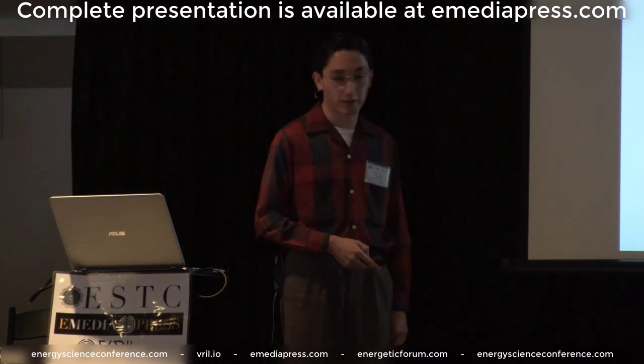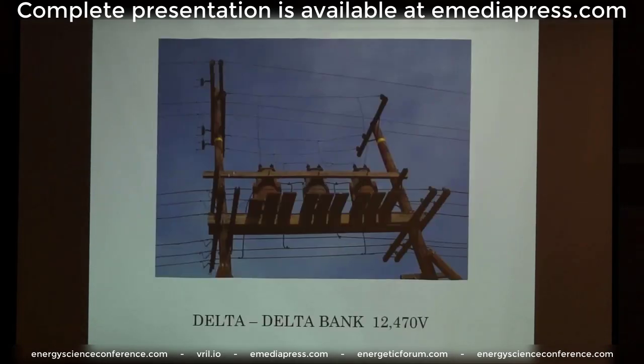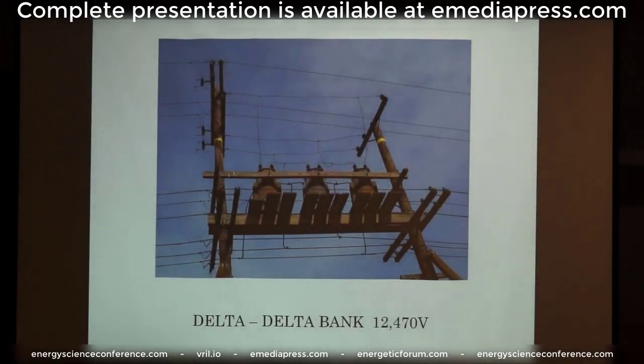Now, the basic transformer overview, I won't go into much detail about this, but this is the traditional way of how it was set up. In my area in Los Angeles, this is how it actually is to this day. It's a delta-delta bank, about 12,470 volts, but we can see that it's on racks, it's a sturdy installation, with the characteristic 3 and 3 wires.